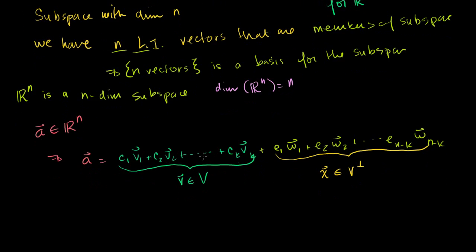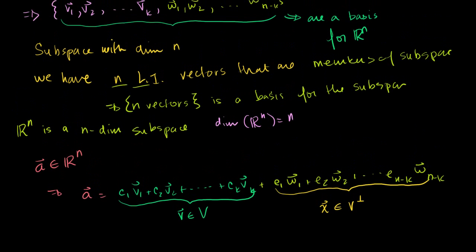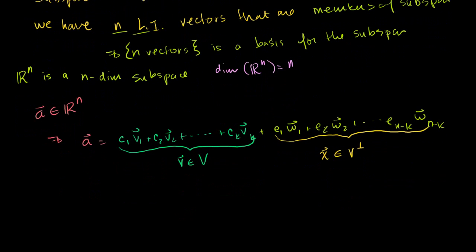So, given that all of these characters are a basis for Rn, that tells us that any member of Rn can be represented as a linear combination of them. But that means that any member of Rn can be represented as a sum of a member of our subspace V plus a member of our subspace V perp. This is a member of V, and this is a member of V perp. And that's a really, really interesting idea.